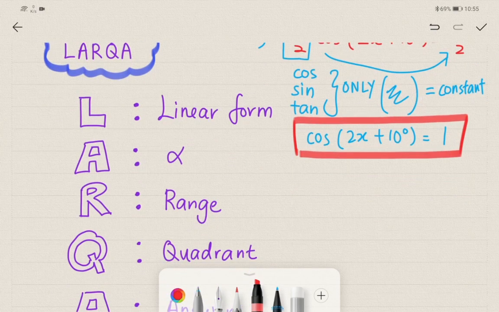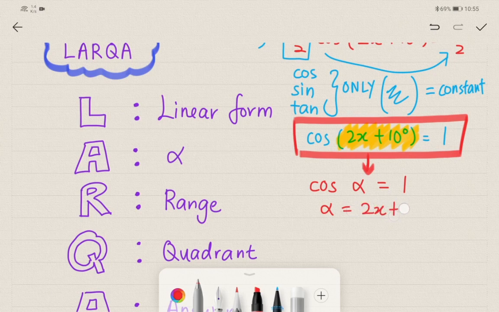Now second, A. The A in LARQA means alpha. What does it mean by alpha? It means that we are going to change the middle part into alpha, that is this one. So when we change, it will become cos alpha equals to 1. So what is this alpha? The alpha is actually just 2x plus 10 degree. But we are not going to write this out. We will just write cos alpha equals to 1, but we know the alpha equals to 2x plus 10 degree.